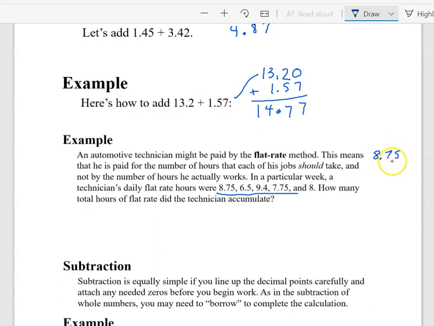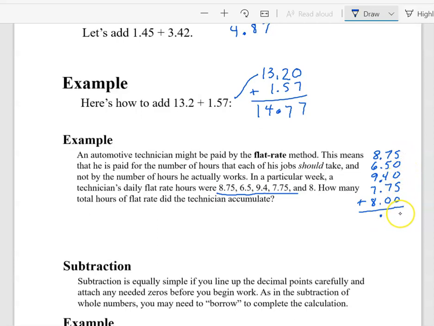So I see 8.75, and remember you want to keep your decimals lined up. I'm going to add a 0 just so I've got that extra place. You don't have to do that. 9.4, 7.75, and then we're going to add our 8. I'm going to add 2 zeros after that just so I can make sure I keep that lined up.